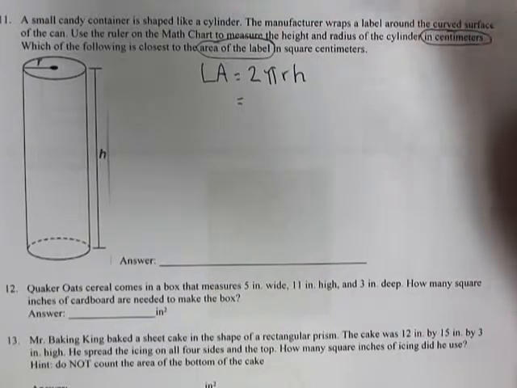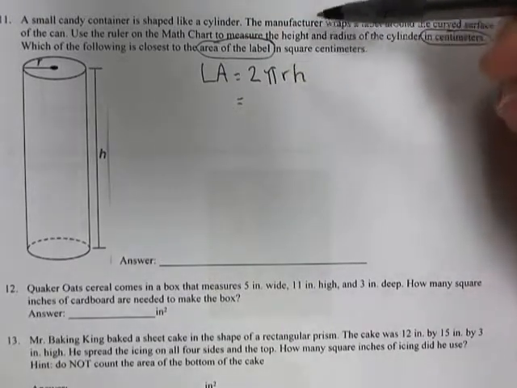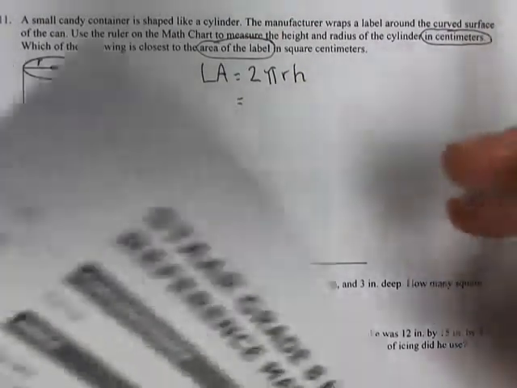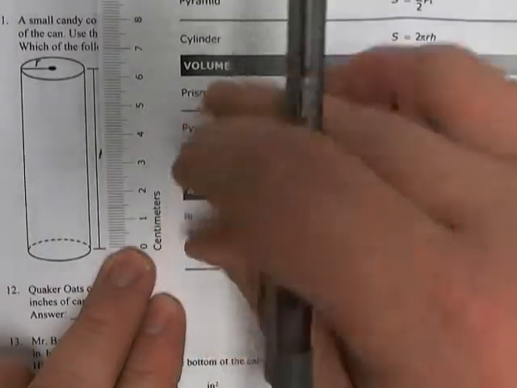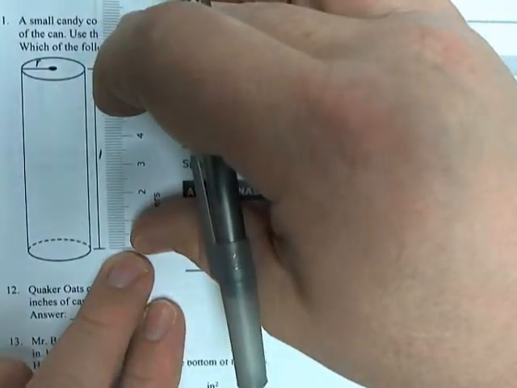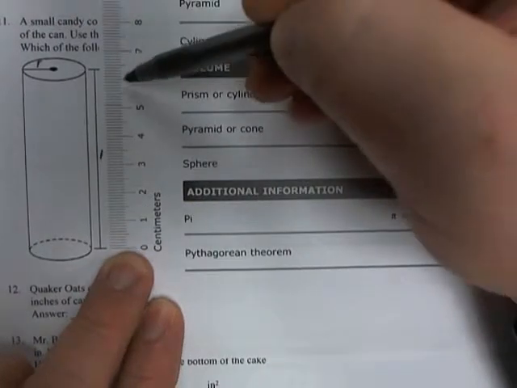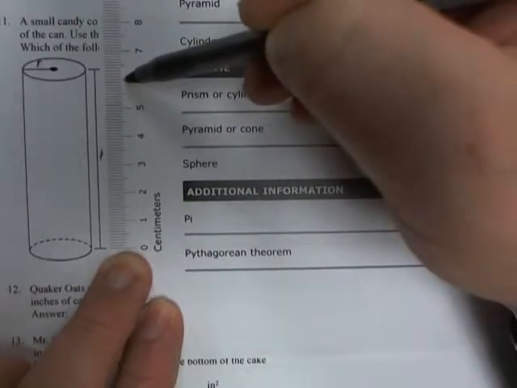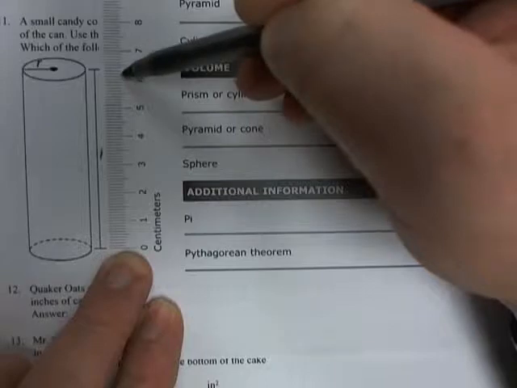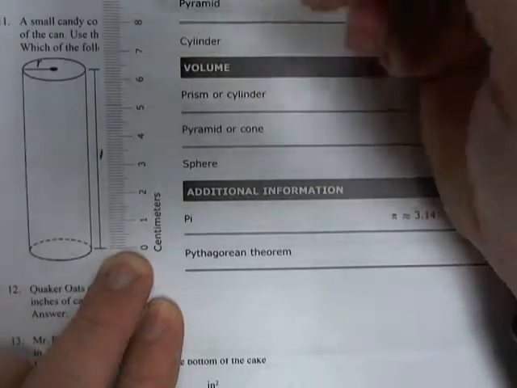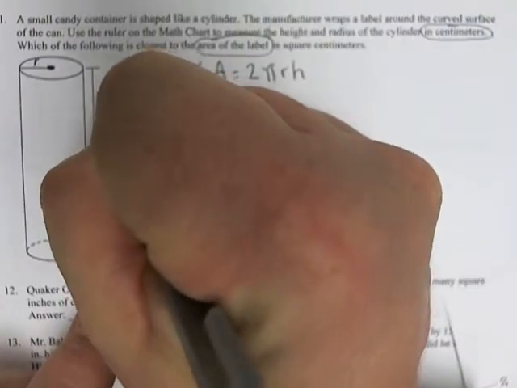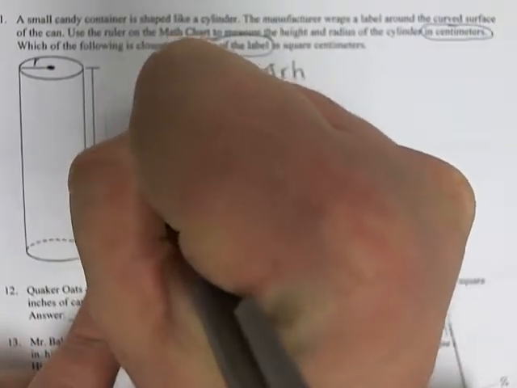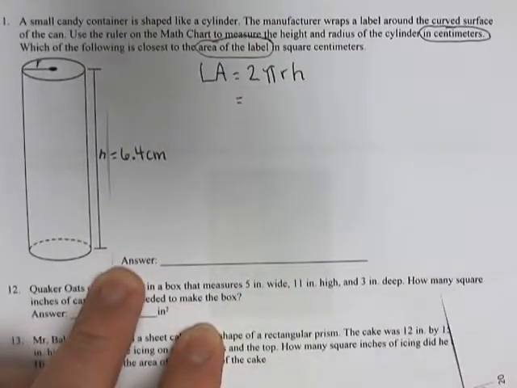But before we can plug in our measurements for radius and height, we need to take out the centimeter ruler on our math chart and measure the height of the cylinder as precisely as we can. So it looks like it's 6.4 centimeters in height. So I'm going to write that so I don't forget. 6.4 centimeters is the height.